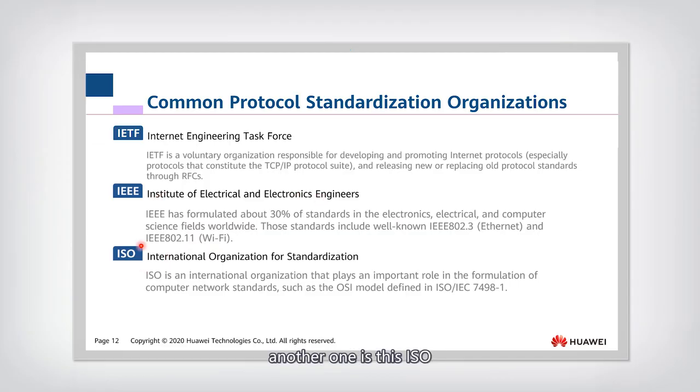Another one is ISO, the International Organization for Standardization. ISO defines not only computer engineering and computer network protocols, it also defines a lot of other standards. For example, the OSI network model is defined by this organization.